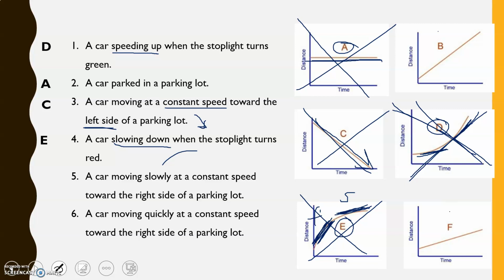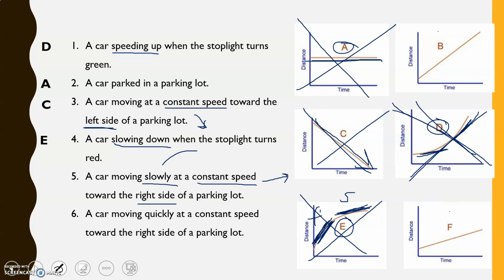All right, number 5. A car moving slowly, at a constant speed toward the right side of the parking lot. So right side. All right, so if we're thinking slowly, that should be some sort of shallow line, right? Constant speed, notice how I did a straight line because constant speed. And then right side, notice how it was a positive slope because we're moving to the right. So go ahead and pick out which graph goes with number 5.